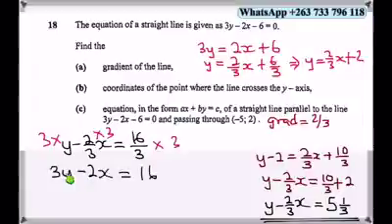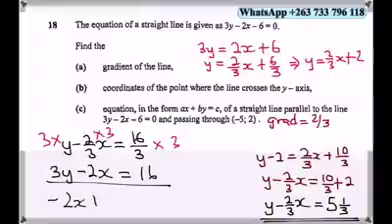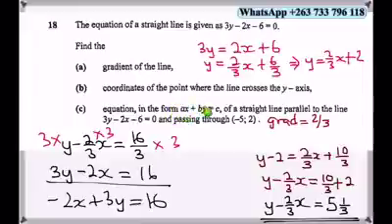So this becomes 3y minus 2x is equal to 16, or you can rewrite it as minus 2x plus 3y is equal to 16, where your a is equal to minus 2, your b is plus 3 and your c is 16.